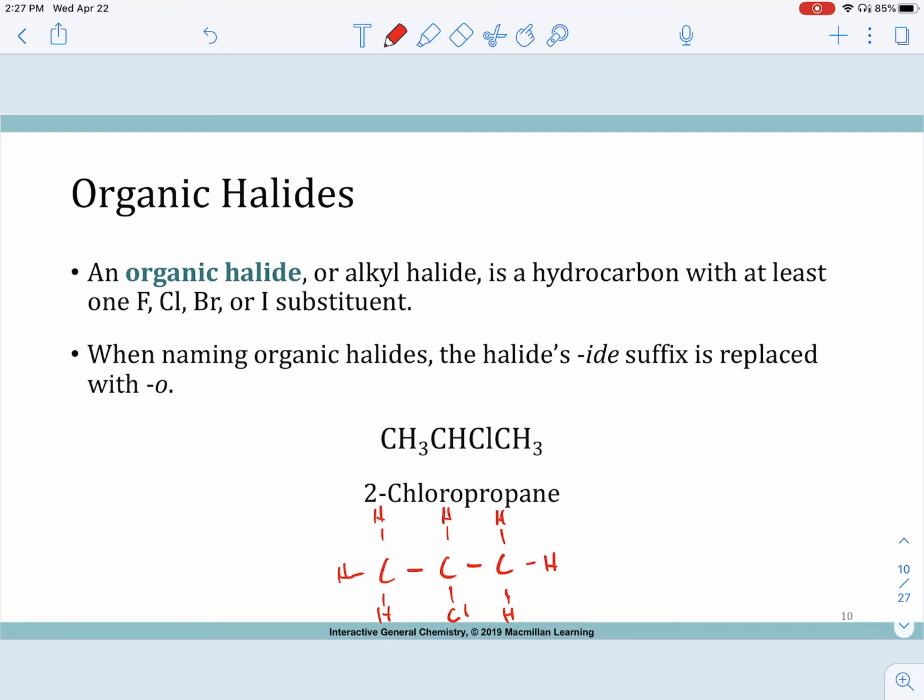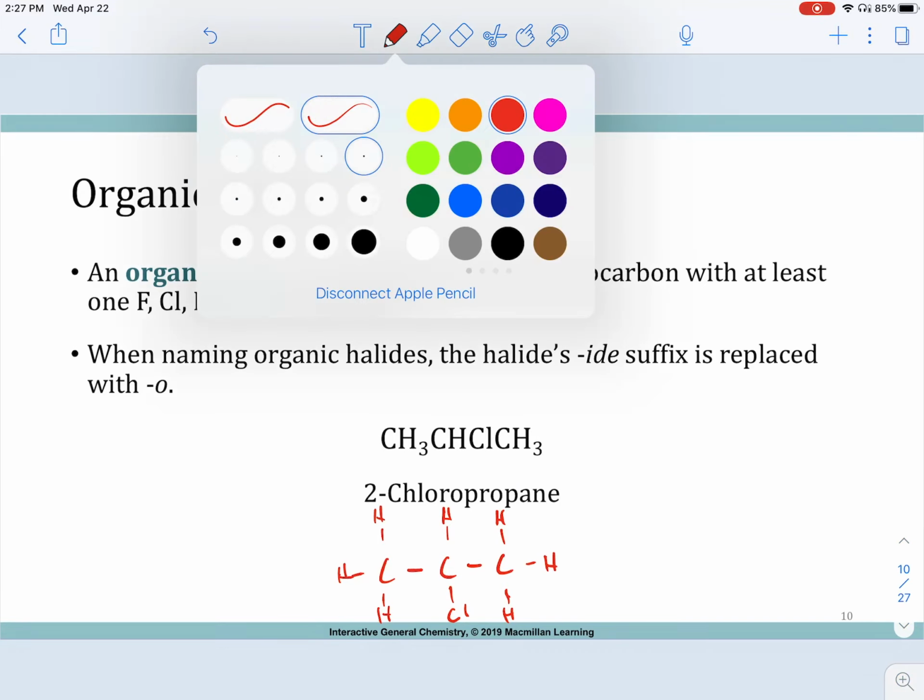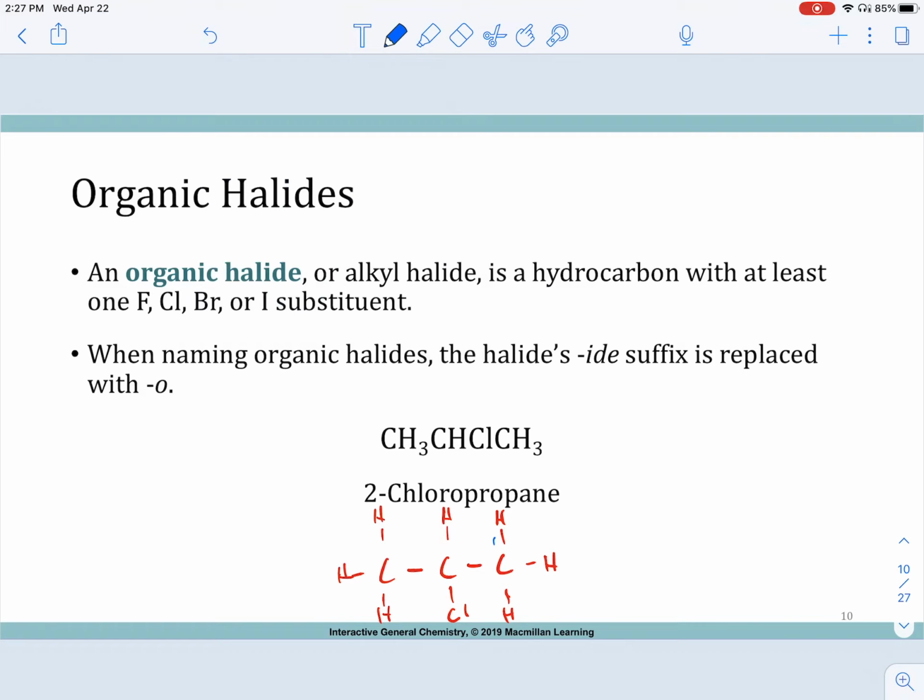So all we have to do here for this one is count 1, 2, 3. This is a 3 long chain, so it's a propane. And we say, where is that item? It's at the 2 position. So this is 2-chloropropane. The other prefixes would turn into fluoro, U before O here, bromo, and iodo, if you saw those on one of these compounds.